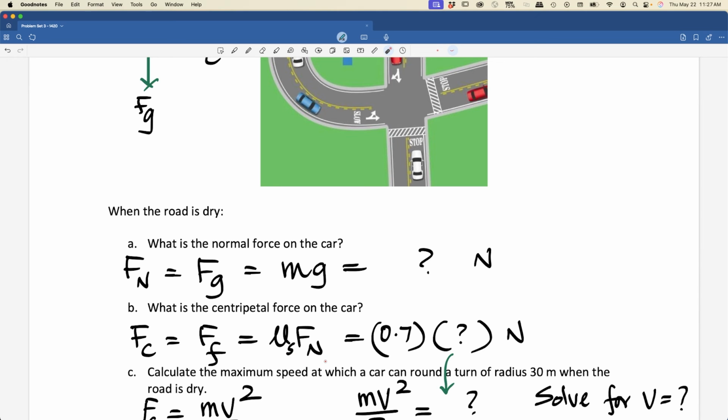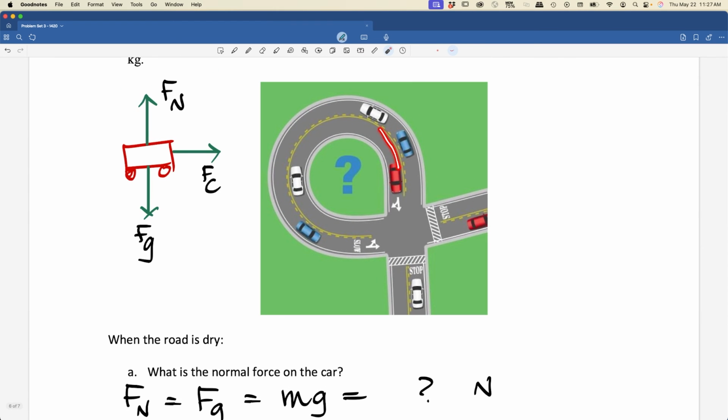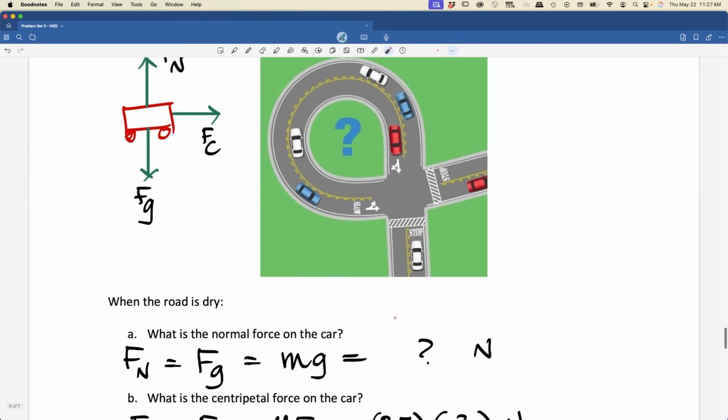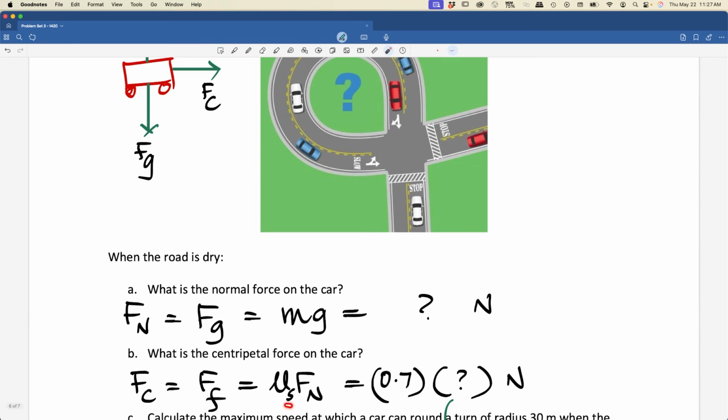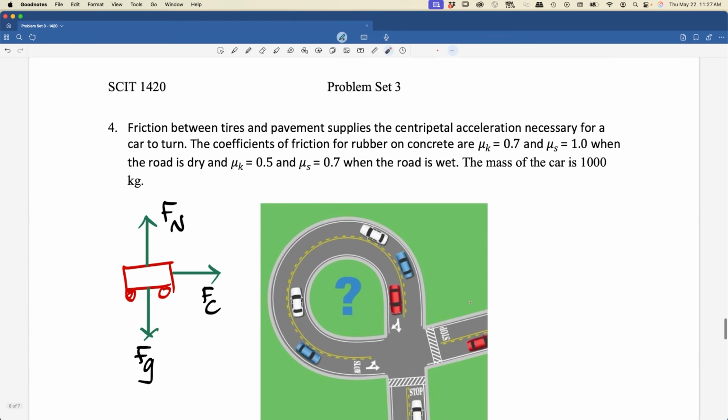Because remember, even though the car is moving along the road, we don't want it to slip across the road. So it's not actually moving in the direction of the centripetal force. You know what I mean? We don't want it to move off the road, do we? We want it to keep moving on the road. We don't want it to go off the road. So that's why we're using static friction, which is 0.7, right? Static friction.